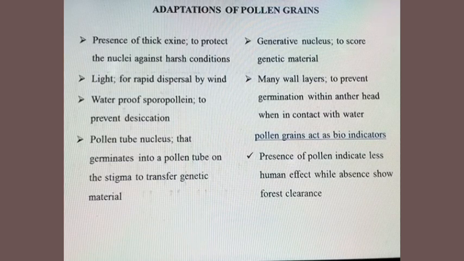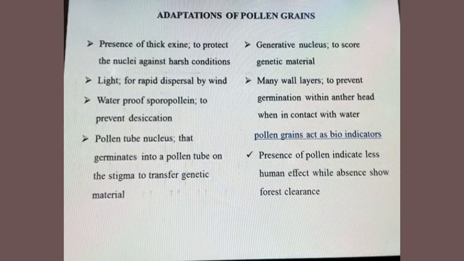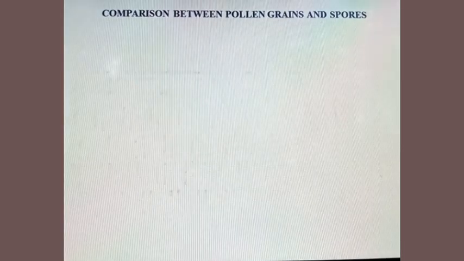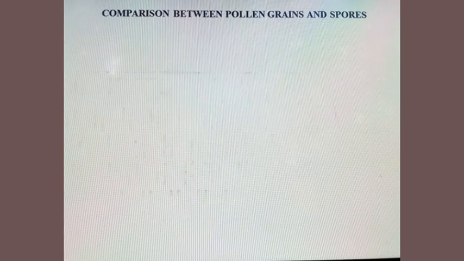It shows that in a particular area, presence of pollen grains indicates presence of very many forests, and it shows less human effect in terms of deforestation, in terms of forest clearance, among others. That means that their absence shows rampant deforestation, because these pollen grains should come from plants anyway. So if you clear away plants, that means you're going to face a lot of challenges.